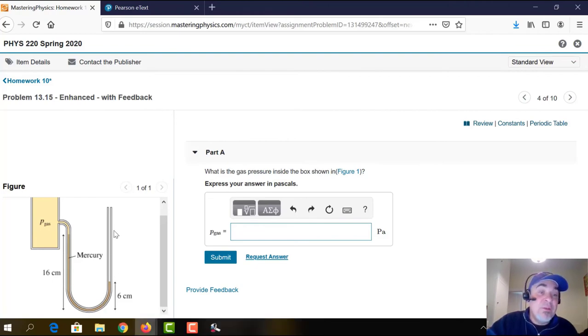Atmospheric pressure is actually winning, right? Because this is pushed down farther. This level here is lower than this level here. So the pressure of the gas is going to be less than atmospheric pressure.